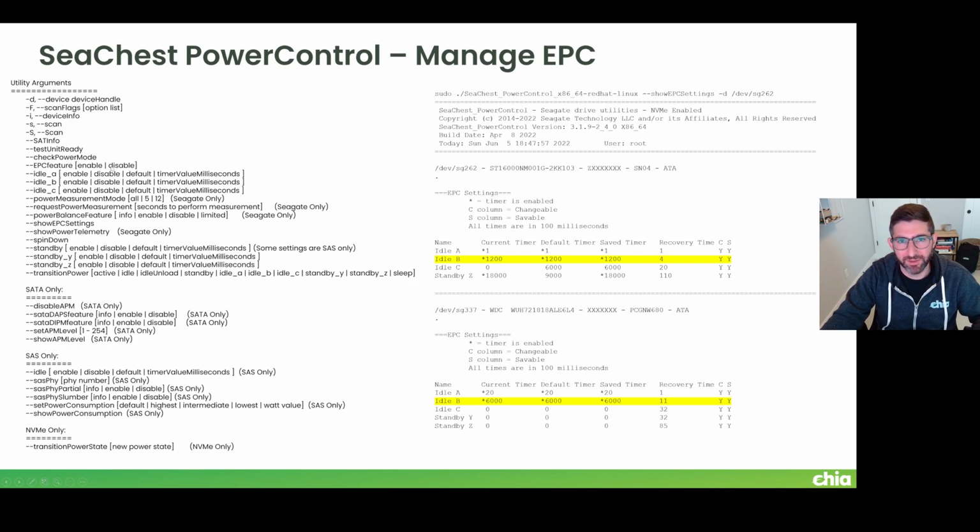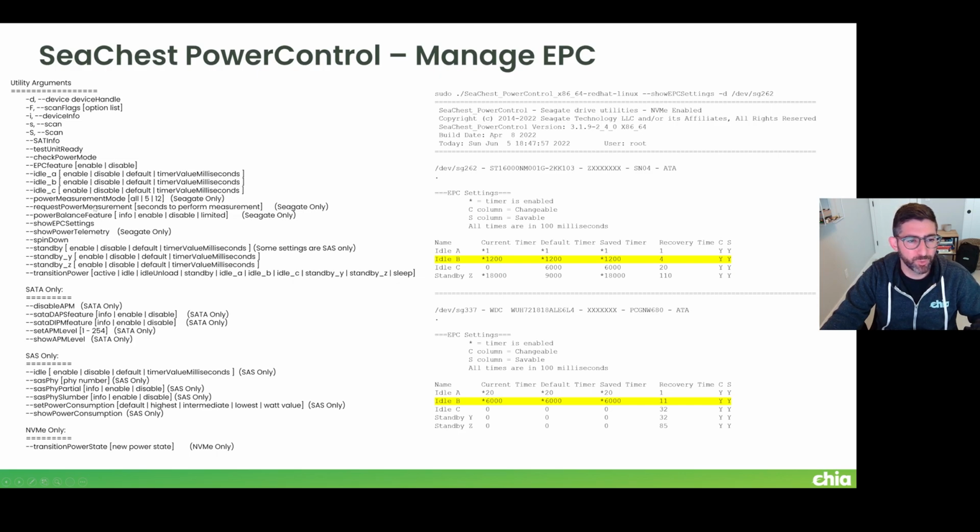They also have a repo for Open SeaChest where you can download it off their open source page if you would like to do that instead of downloading from their page. But you can set the idle B. You can set it enable, disable, default, or set a timer value. So you can set the idle B timer to whatever you want in milliseconds.